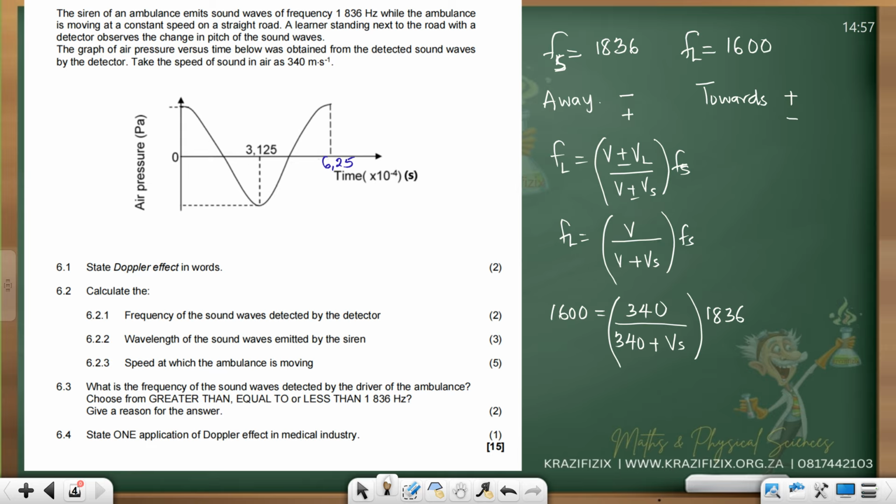50,115. Okay, let's wait. How did you get 50? What did you do? 1,600 or used your white calculator? 1,600 divided by 1836. Switch the 2 minus. Good. That's the simplest thing. If I'm looking for this, I just switch this. 340 plus VS equals to 340 over what? 1,600. And this is 1836. Whatever answer I get, I would subtract 340 from it.